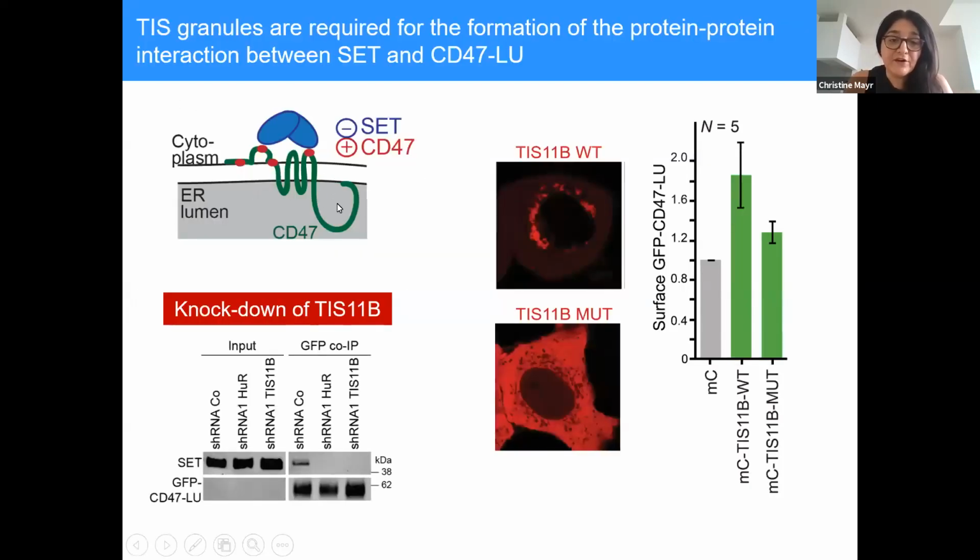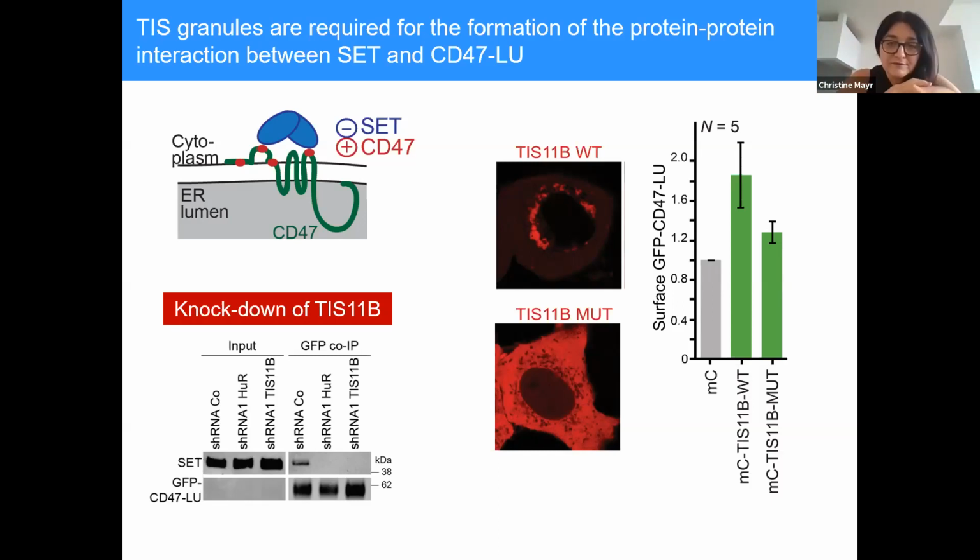Okay, so here you see a cartoon of CD47. So it's translated on the ER and it has 5 transmembrane domains, and in the cytoplasmic part, it has several stretches of positively charged amino acids. SET is highly negatively charged, and it binds to these positively charged amino acids, because if we mutate them, SET doesn't bind anymore. And I already showed you this, if we knock down TIS11B protein, then SET can no longer bind to CD47, shown here. But here we basically knock down the protein. So at the time, we didn't know, is the protein required or is the TIS granule actually required?